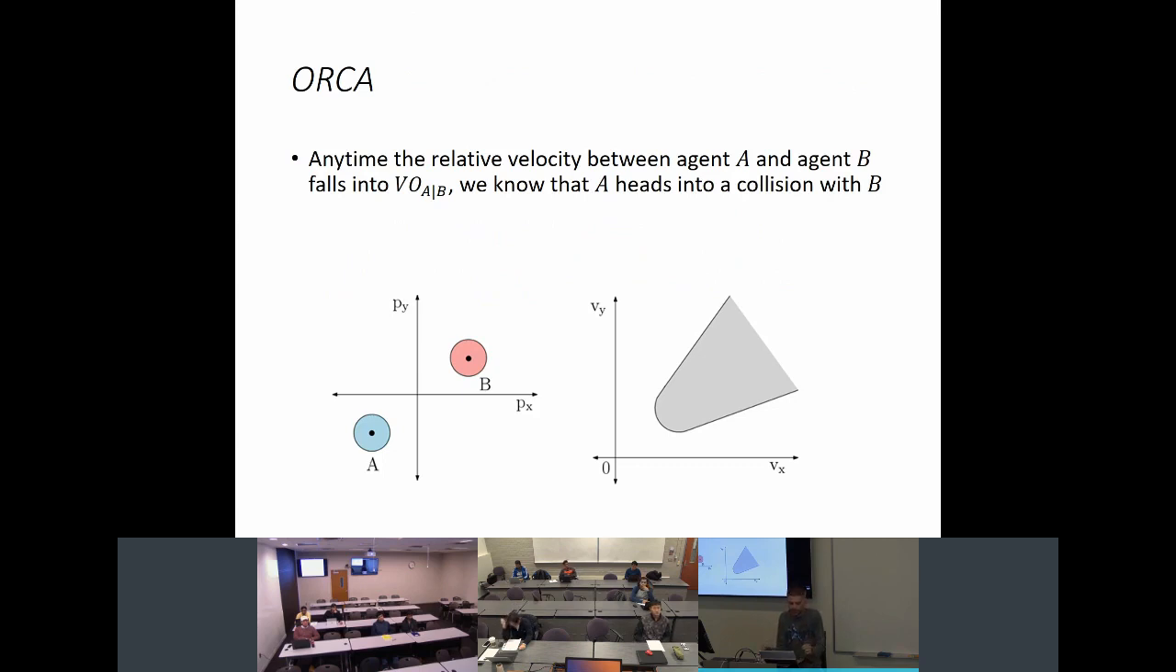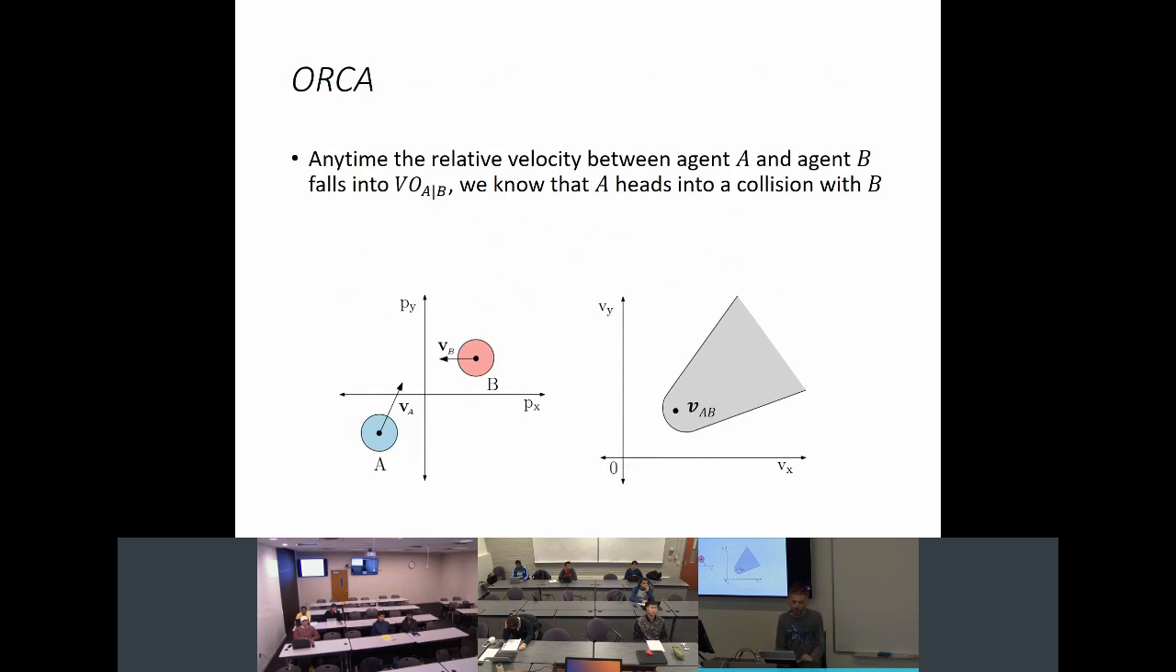all relative velocities that are not safe to take. This is a truncated VO, meaning that I account for the time horizon. So I only consider relative velocities that will lead to a collision within a given time horizon, right? I could have not accounted for the time horizon, and then the VO would look like a cone like this, right?